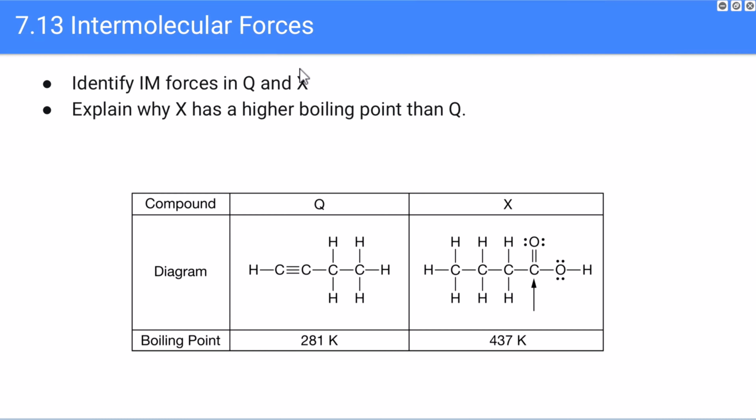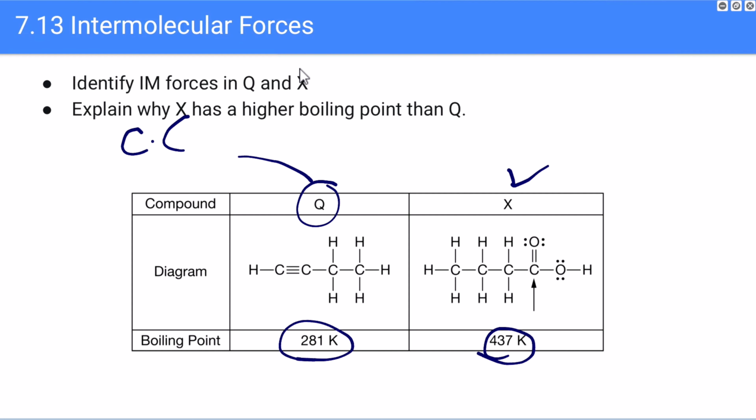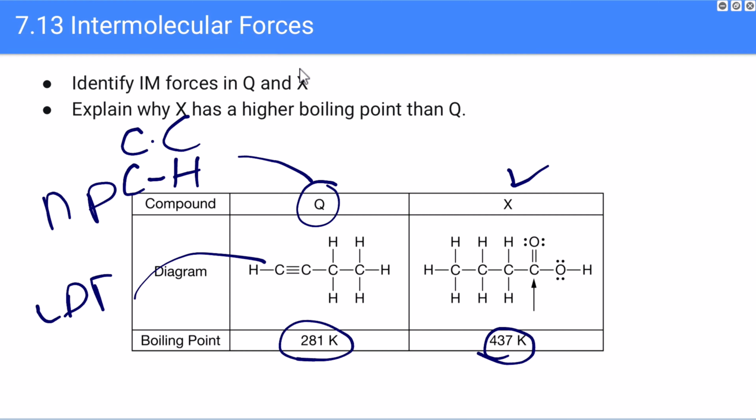So let's go through and analyze these molecules and explain why X has a higher boiling point than Q. I'm not asking you to tell me which has the higher boiling point at this time. Sometimes I might, sometimes I won't, just depends. But clearly X has a much higher boiling point than that of Q. Well, let's go through and analyze these. Q only contains carbon-carbon bonds and carbon-hydrogen bonds. These are all non-polar molecules. So this molecule is only going to have London dispersion forces associated with it.